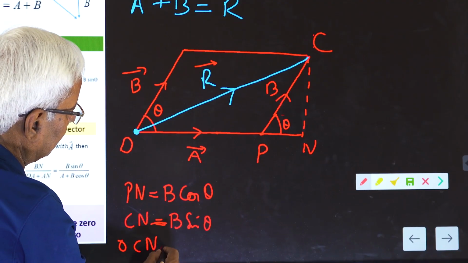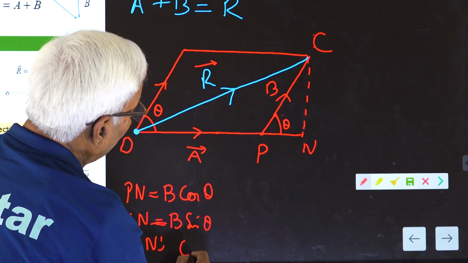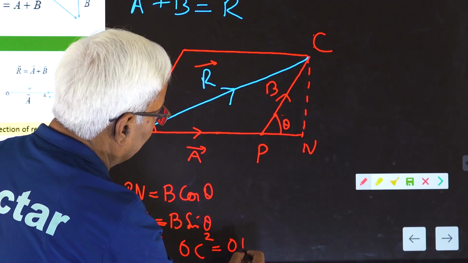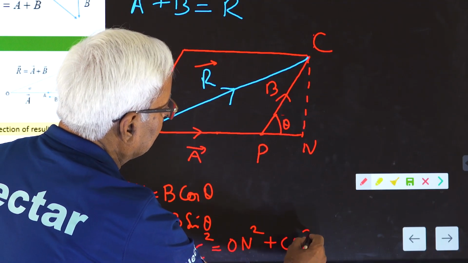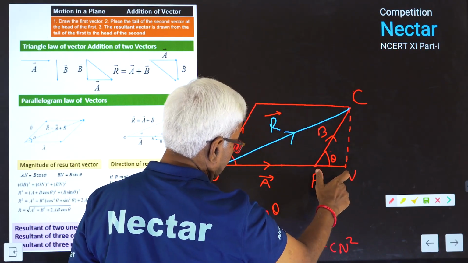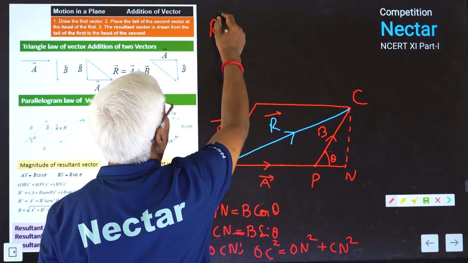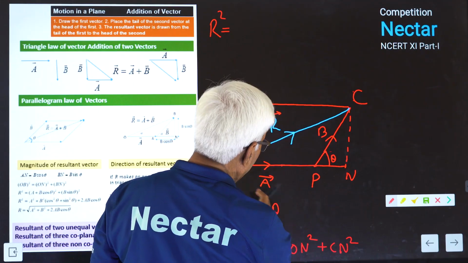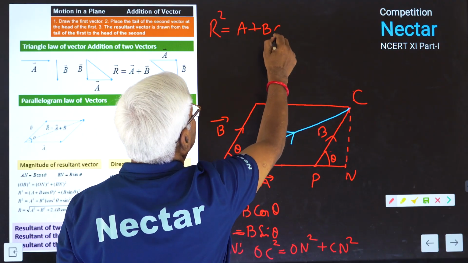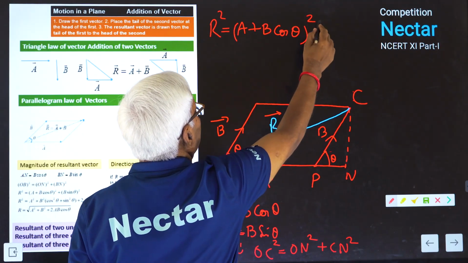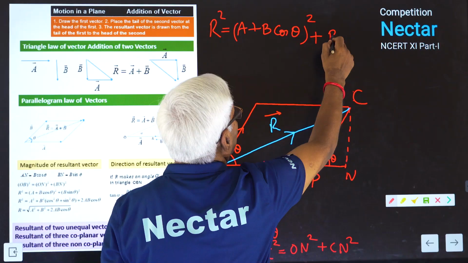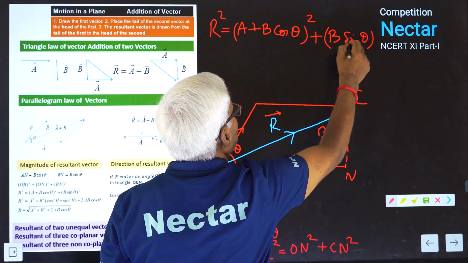Consider this big right angle triangle OCN. By the Pythagoras theorem, OC squared is going to be ON squared plus CN squared. You put the values of CN and PN. You find OC is R, so R squared equals ON, which is A plus B cos theta, whole squared, plus CN squared, that is B sin theta, whole squared.